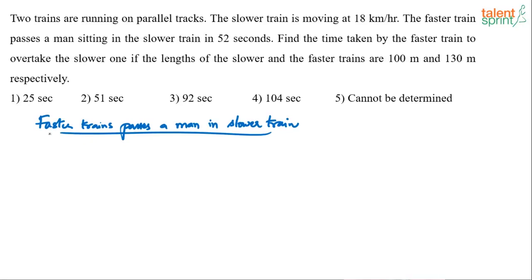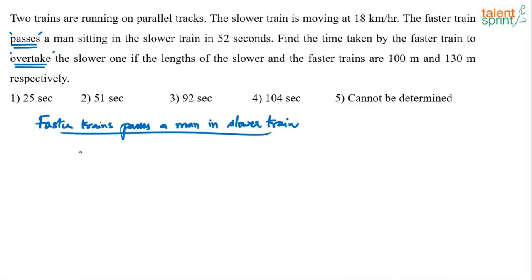First of all, we need to decide whether the trains are moving in the same direction or opposite direction. Now there are two hints given here which indicate that the trains are running in the same direction. What is the first hint? The faster train passes a man sitting in the slower train. Remember, the word pass is usually used when the bodies are moving in the same direction. If they are not in the same direction, then you will say cross. Moreover, the second part of the question says, find the time taken by the faster train to overtake the slower train. Overtake again is used only when the trains are moving in the same direction. So clearly the trains are moving in the same direction.